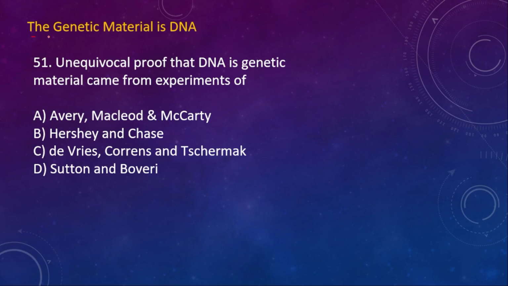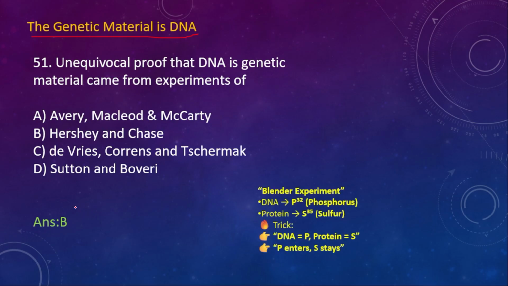Next, the genetic material is DNA, from the portion. Question 51. Unequivocal proof that DNA is genetic material came from experiments of: A. Avery, MacLeod and McCarty, B. Hershey and Chase, C. De Vries and Correns, D. Sutton and Boveri. Here the right option is option B, the Hershey and Chase experiment, which is unequivocal proof that DNA itself is the genetic material.